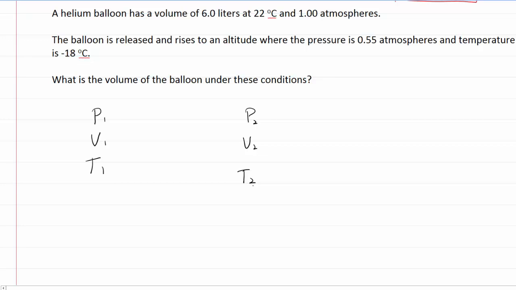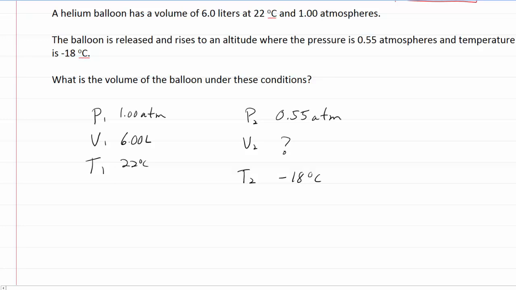All right, so here we have a helium balloon with a volume of 6 liters, at 22 degrees C and 1 atmosphere. My final temperature I see is minus 18 degrees C. My final volume is what I'm trying to find. That's my question. And my final pressure, 0.55 atmospheres.